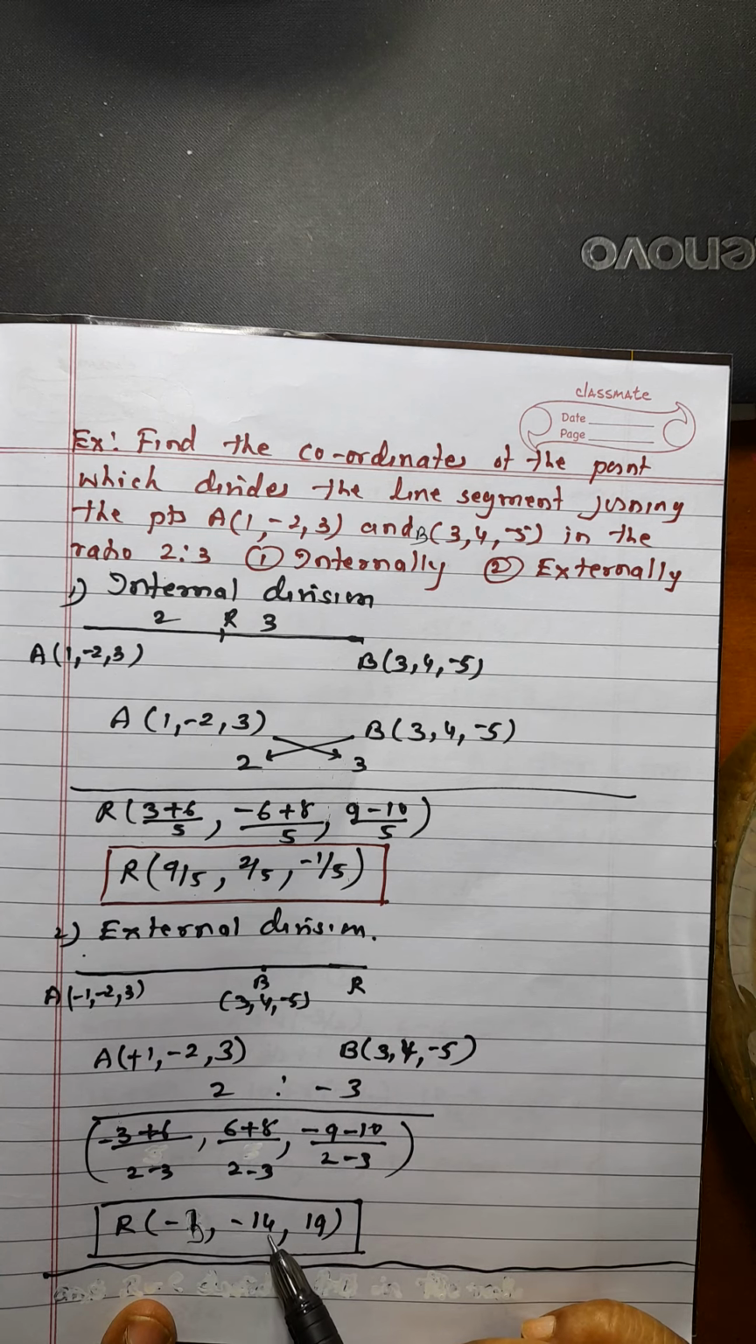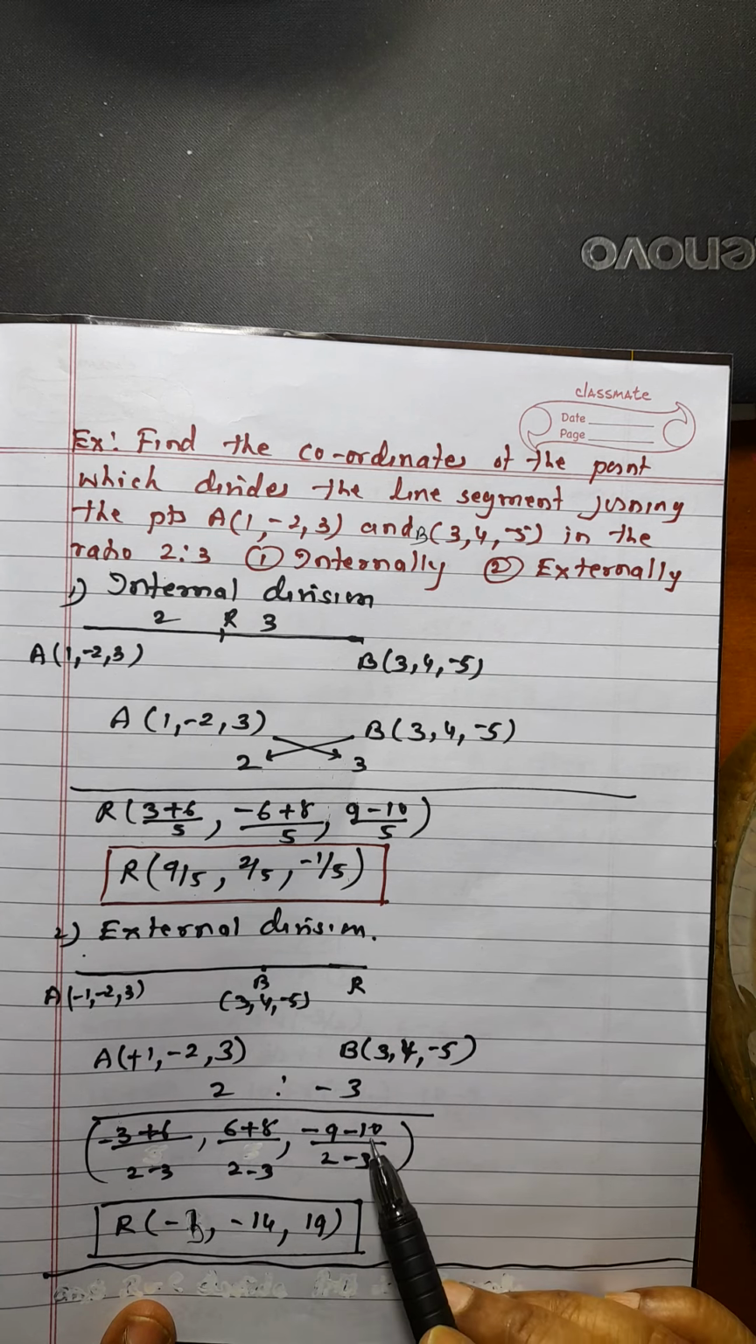This will become minus 14. This will become 19. This is negative, it will become positive. So this is 3. This is the answer.